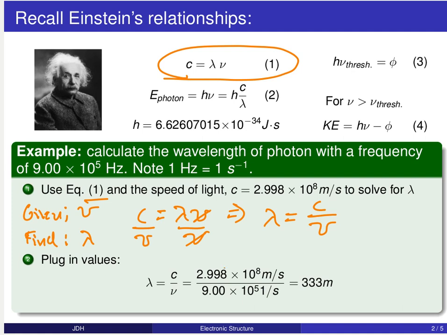And so we can plug in this constant value for the speed of light right up top, and then we can plug in our given frequency given to us in the problem. It was given to us in units of hertz, and there's a little note here that 1 hertz is equal to 1 inverse seconds, or 1 over seconds. So solving the problem amounts to just carrying out this division, and you'll end up with an answer of approximately 333 meters. So the wavelength of a photon with a frequency of 9.00 times 10 to the 5th hertz is about 333 meters.